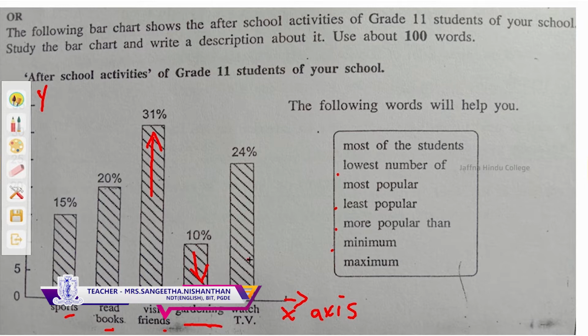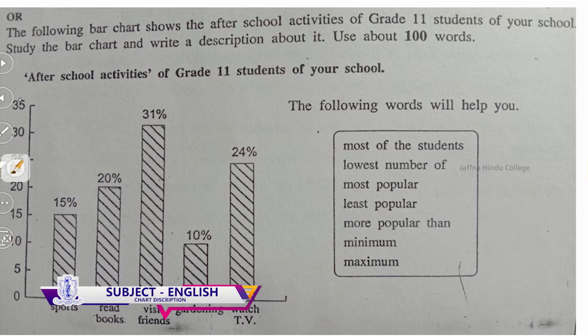Watching TV is more popular than reading books. Sports is less popular than reading books. This is what we have to study about. The second highest after school activity is watching TV. Right? Now let's look at how we can write it.